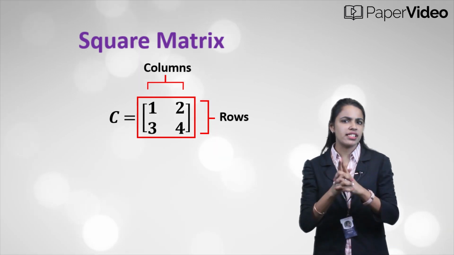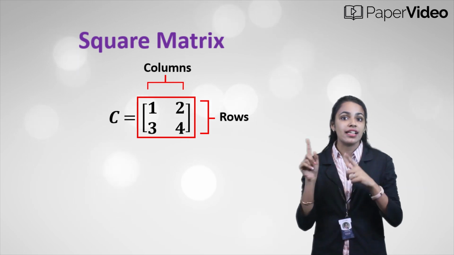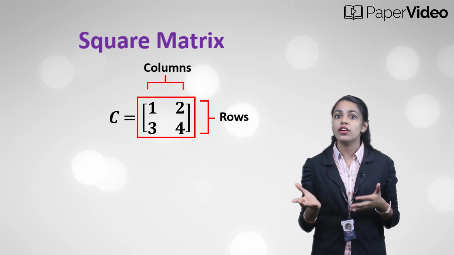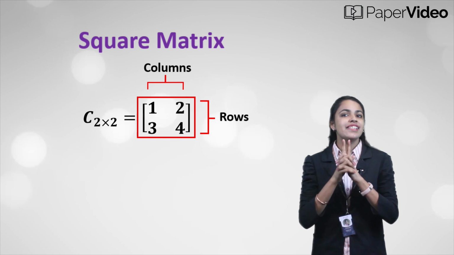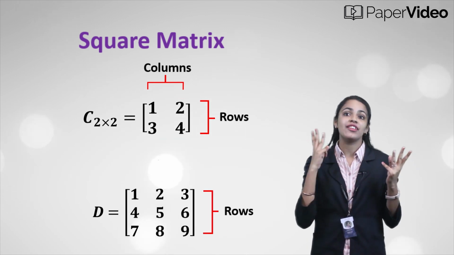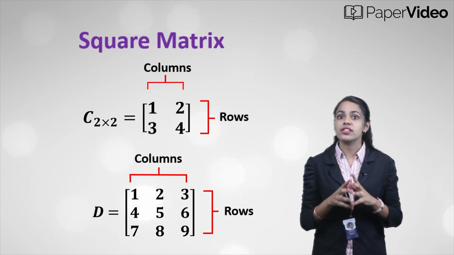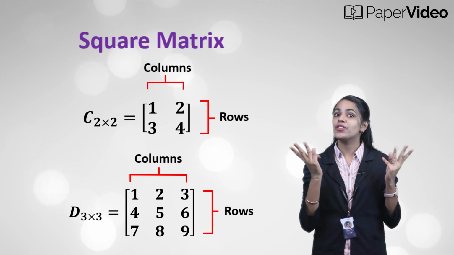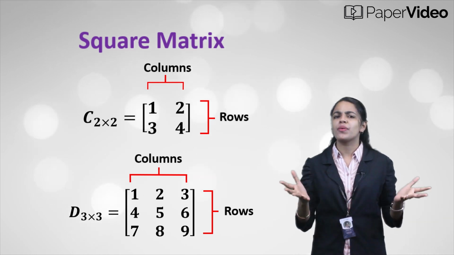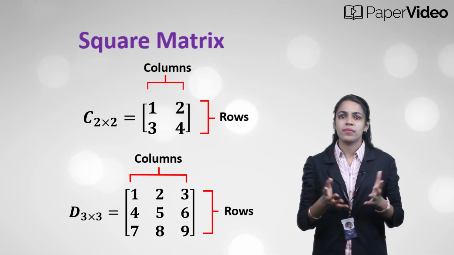Here, matrix C has 2 rows and 2 columns. So, matrix C is a square matrix of order 2 into 2. Similarly, we have matrix D having 3 rows and 3 columns. So, matrix D is a square matrix of order 3 into 3. So, in a square matrix, we have equal rows and equal columns.